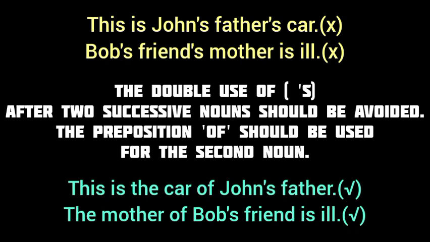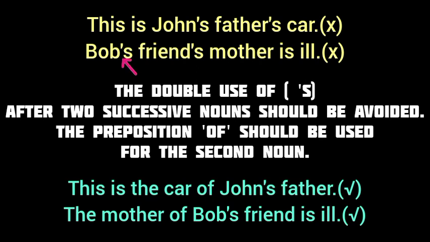It is common to make the error of double genitives or double possessives. This is John's father's car. In the sentence, the two successive nouns John and father are in the possessive case using the possessive s. Such an error should be avoided by using the preposition of for the second noun. So we should say, this is the car of John's father.